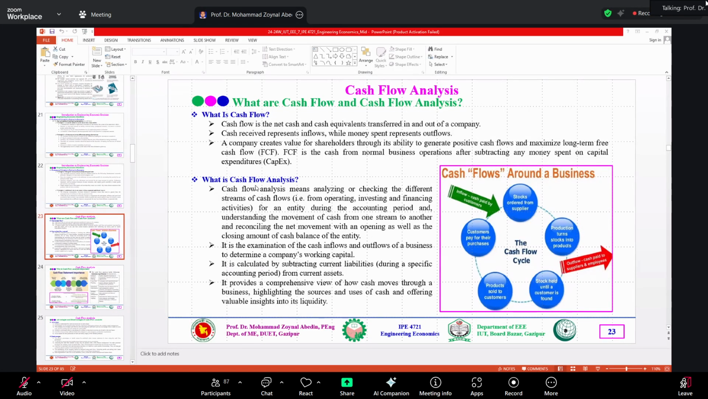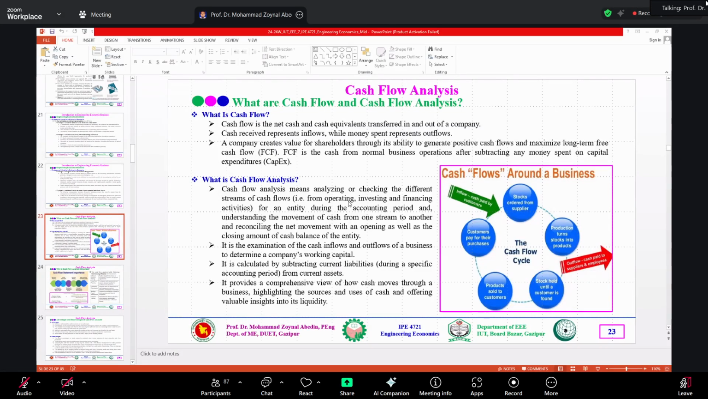Okay. What is the cash flow analysis? Cash flow analysis means analyzing or checking the different streams of cash flows. There are three cash flow analysis. One is for the cash flow from the operating of your business. Second one, investing of your business, and also the financial activities of your business.